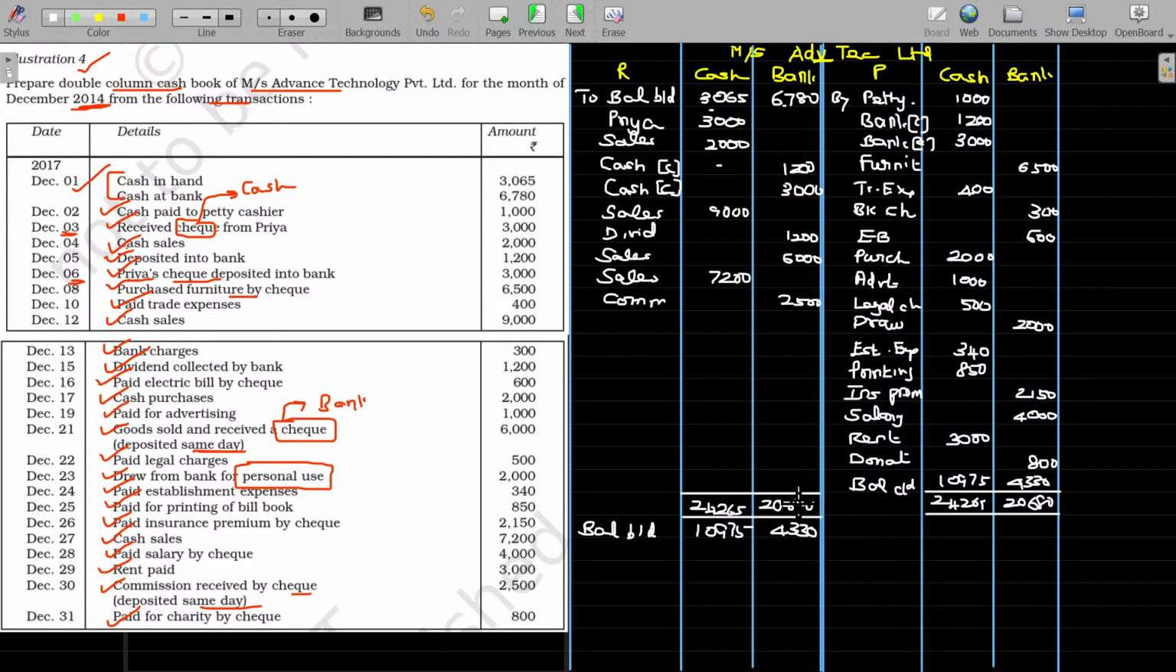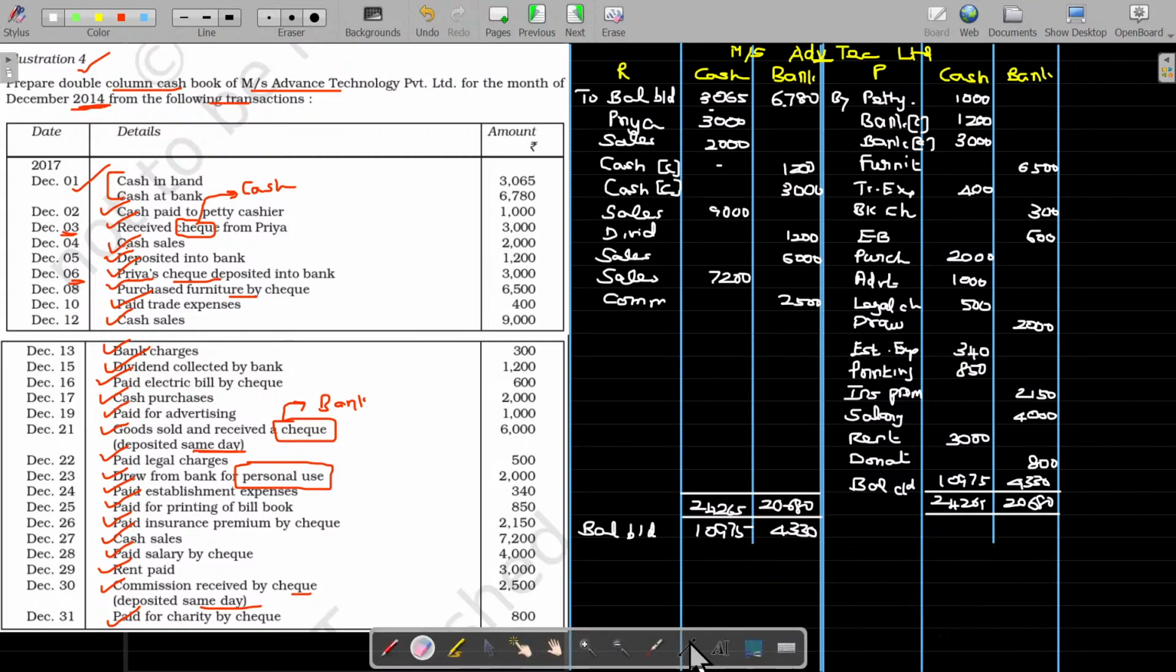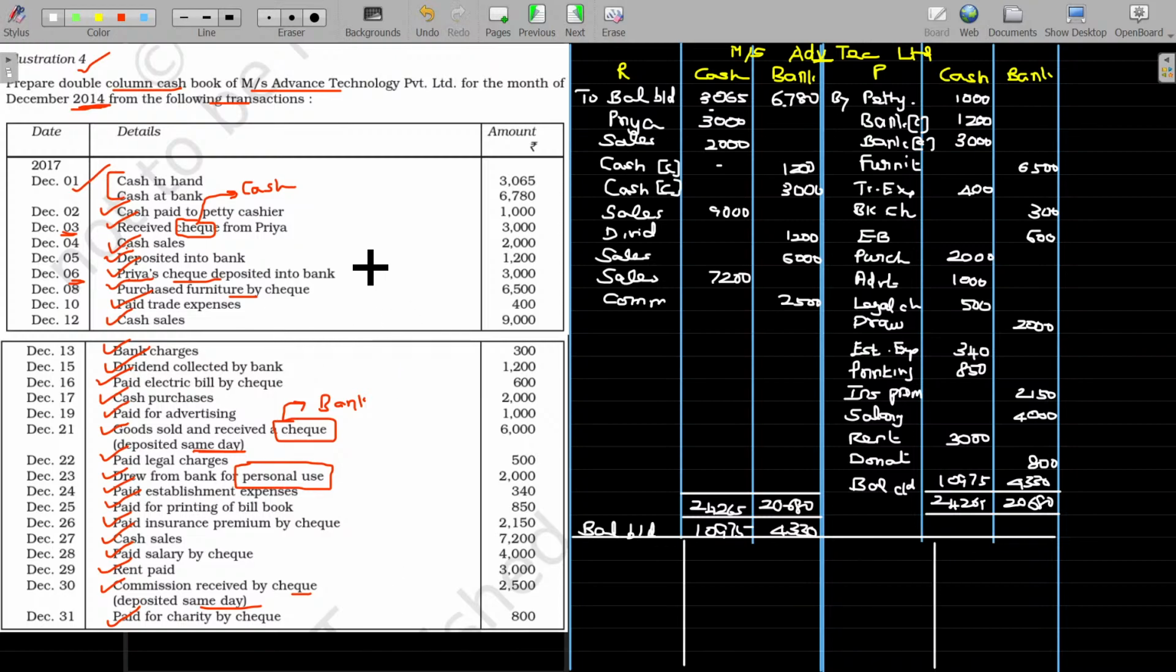See, not only cash and bank columns are open here in the cash book. Apart from that, we have to post all these things to the concerned ledger account. So, I am going to put that in the ledger account also. Ledger posting. Right. Now, let's see here. I'll just start posting all these things one after one.